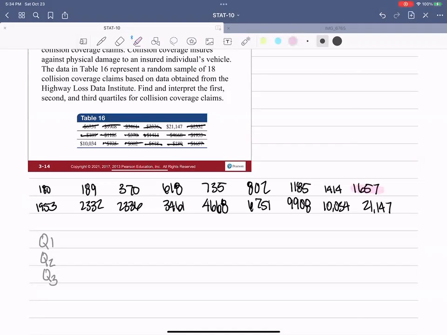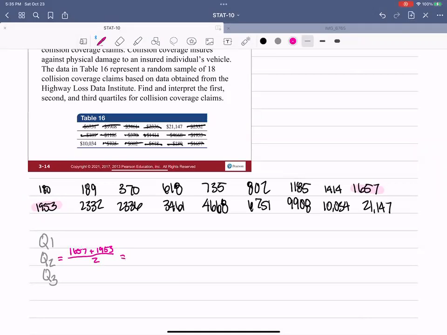So our middle two numbers makes it really easy that we wrote it out like this, because we have the top half and the lower half, or the lower half above, the higher half, upper half below. So looking at these two, our median, or our quartile 2, is going to be the average of those two numbers. So we could say this is equal to 1,657 plus 1,953 divided by 2. So remember, the average of the two middle numbers.